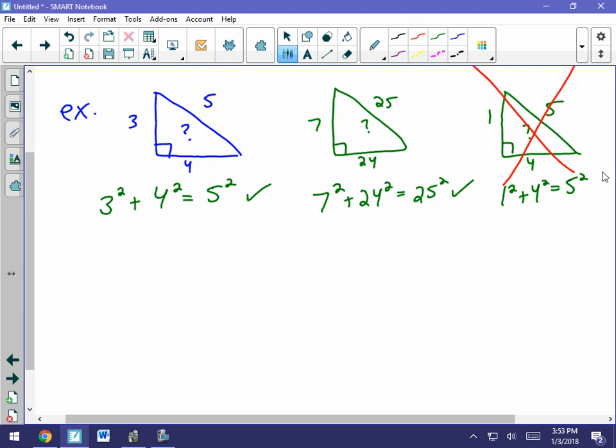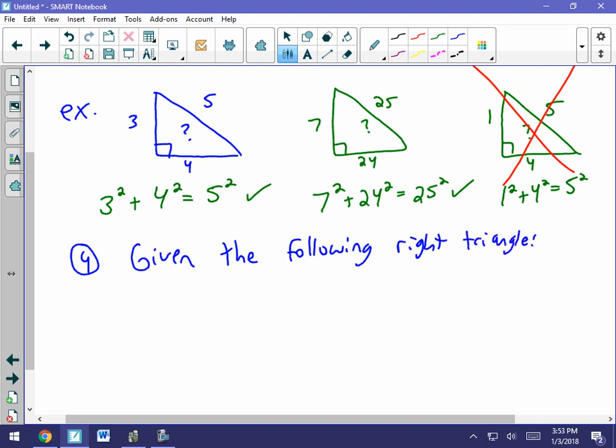So we can bring some identities into this. Ever wonder how they figured out what those Pythagorean triples actually are, other than just testing them out? Identities kind of give us a way to do that. So it says, given the following right triangle, okay, I have a right triangle, and its sides are 2x, x squared minus 1, and the hypotenuse is x squared plus 1.